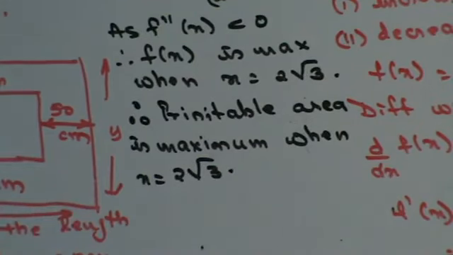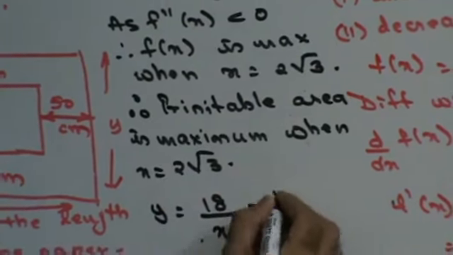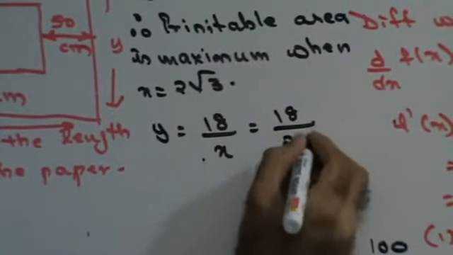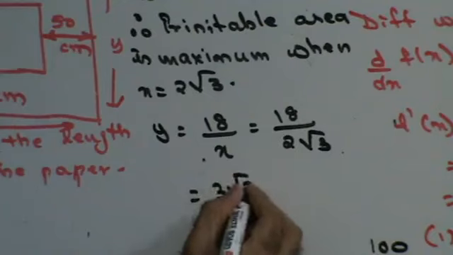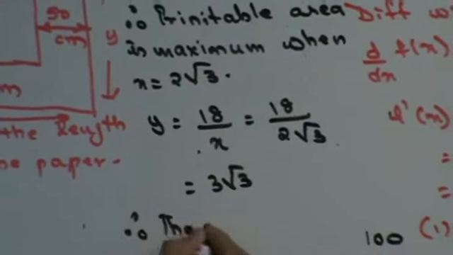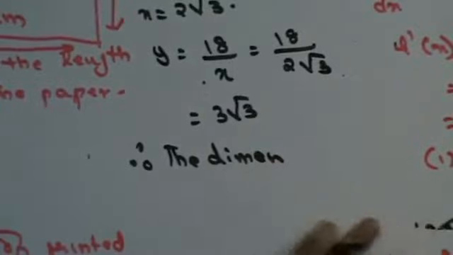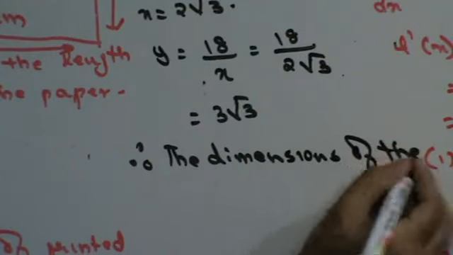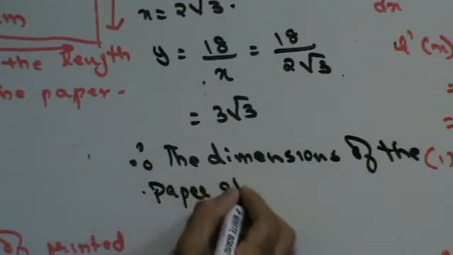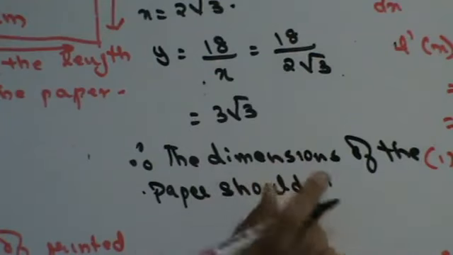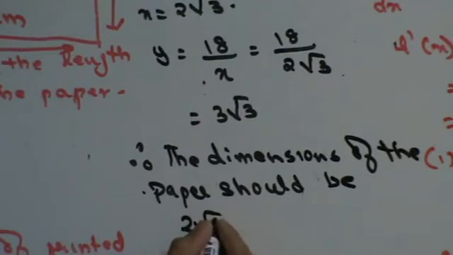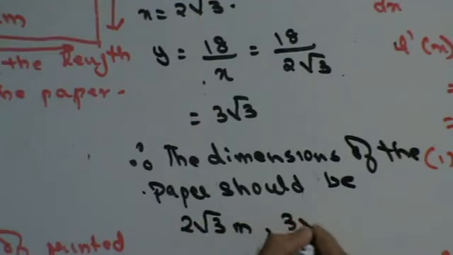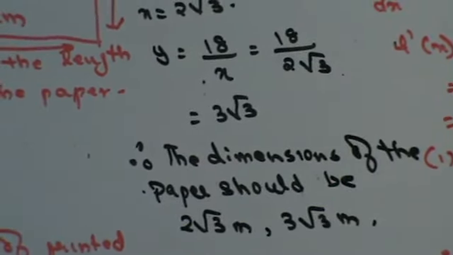Now once I know x, I should be able to get the value of y. Y is nothing but 18 upon x, which is nothing but 18 upon 2 root 3, which is 3 root 3. Therefore the dimensions of the paper should be x is 2 root 3 meters and y is 3 root 3 meters. So the length should be 2 root 3 meters and the breadth should be 3 root 3 meters. Fine, do we get this thing here?